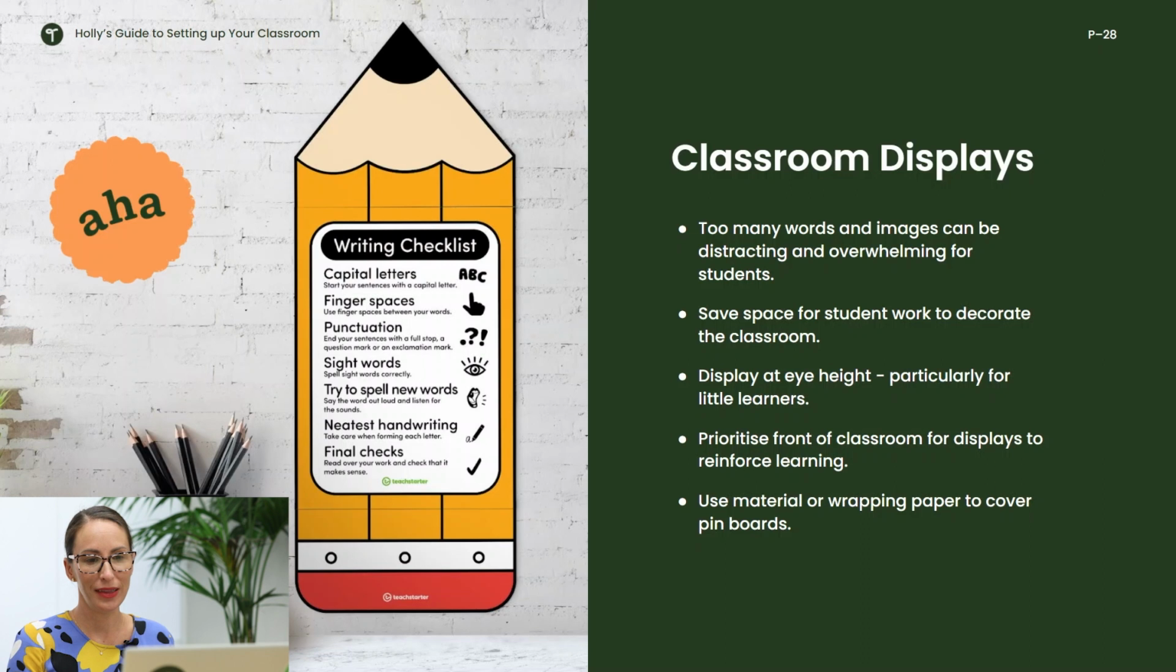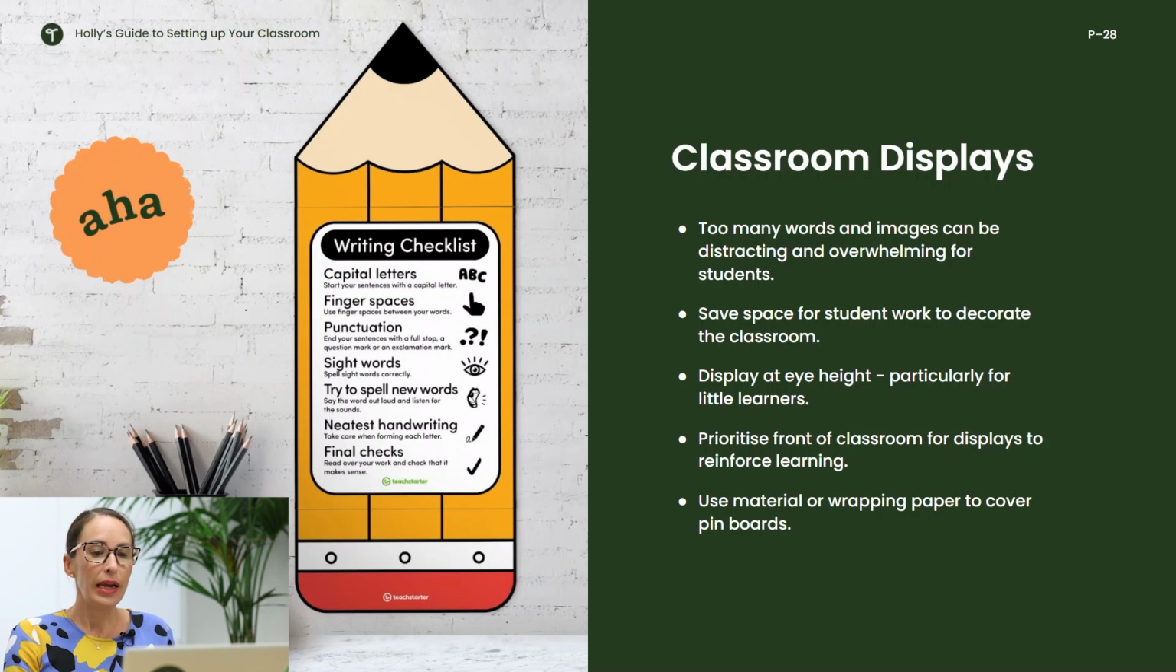So my next point there was make sure you save space for student work to decorate the classroom. You can still cover a cork board with some nice brightly coloured wrapping paper, put a nice border around it, and maybe put a banner at the top, which might be for student work. You can still make a display look nice, but leave that space so you can put student work up or put up things that are going to help during the topics that you'll be teaching in that term.